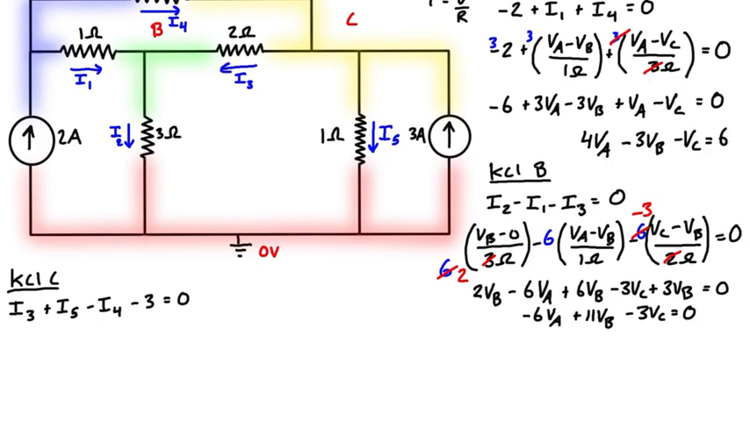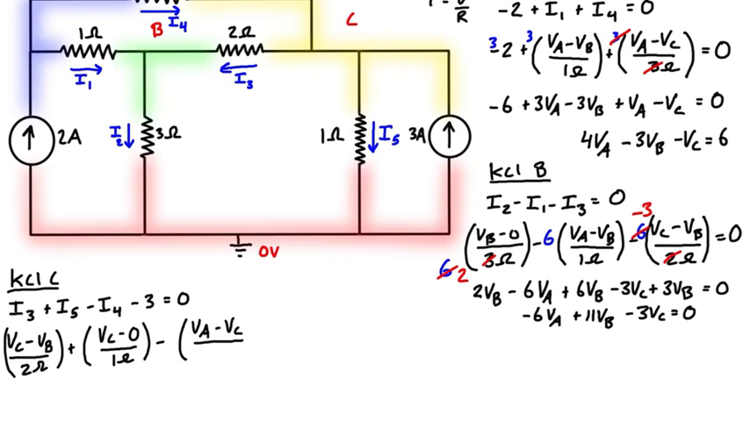So starting with I3, the voltage drop is VC minus VB. This is over the resistance, which is 2 ohms. And then I5, we have the voltage drop is VC minus 0 over the resistance, which is 1 ohm. And then I4, this is coming in, so it's negative. So we have VA minus VC all over the resistance, which was 3 ohms. And from the independent power source, we just have 3 amps coming in, and that's all equal to 0.